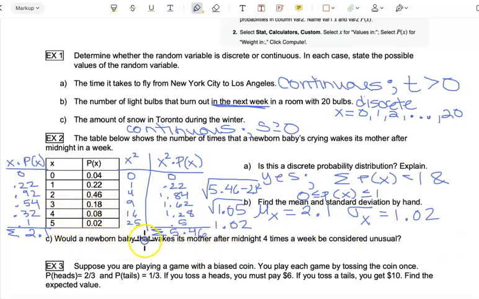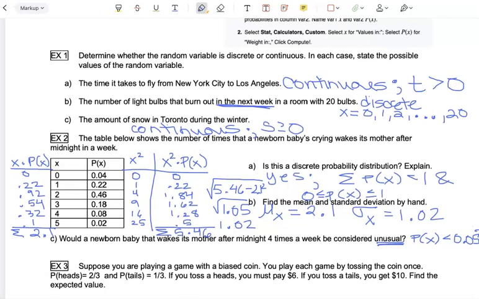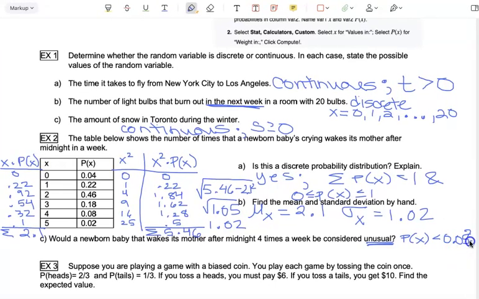Would a newborn baby that wakes its mother after midnight 4 times a week be considered unusual? Remember that unusual means, is it significantly high or significantly low? And remember that the probability marker for that is 0.05. So is the probability of what they're asking about less than 0.05? If it is, then we would say it's unusual. If not, then we would say no.